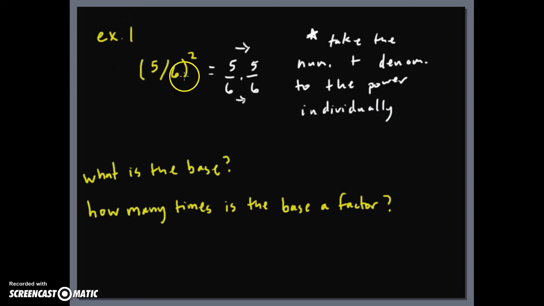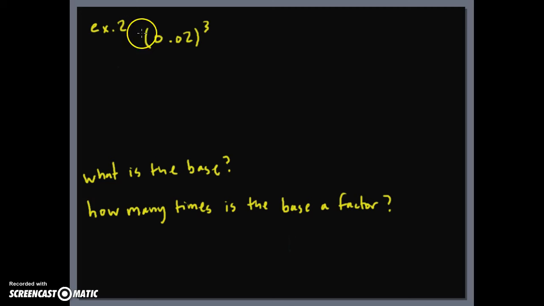individually. So if you look at this, 5 squared, well, 5 squared is 25, and 6 squared is 36. So I'm just taking the power to the numbers individually, and then whatever I get is my final answer. If we multiplied straight across, we would get the same thing. 5 times 5 is 25, 6 times 6 is 36. So 2 different ways of thinking about it. The base here was 5/6, and the factor, or how many times the base was a factor, was twice, because the exponent was 2.